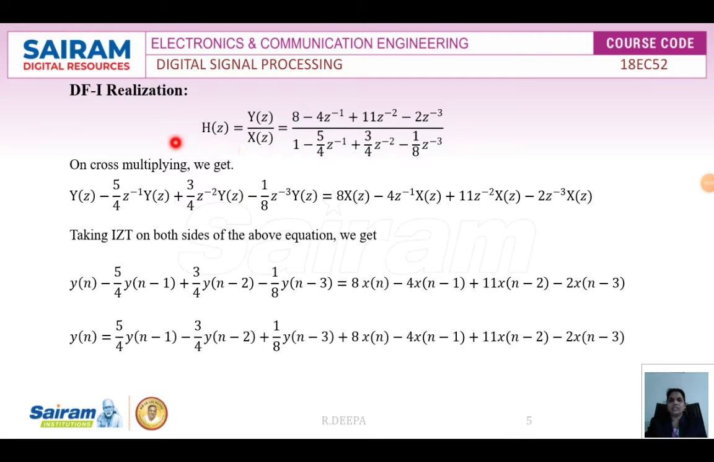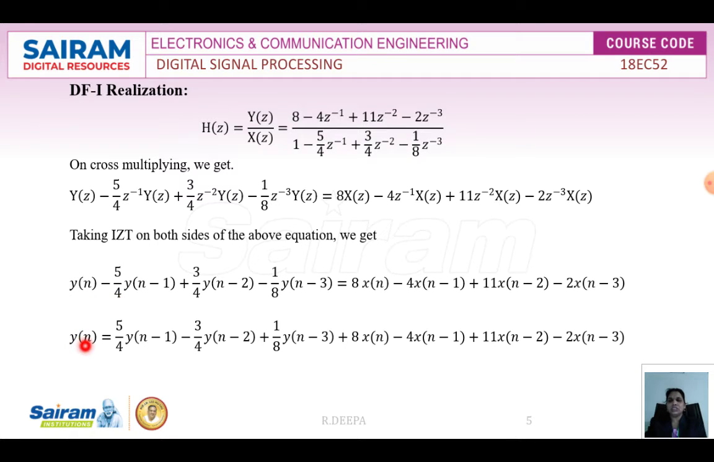Whatever transfer function you got for H of z, let us realize it in terms of the direct form 1 structure. For that, equate this H of z to Y of z divided by X of z, and then cross multiply. That is, Y of z into 1 minus 5 by 4 z inverse plus 3 by 4 z power of minus 2 minus 1 by 8 z power of minus 3 is equal to X of z into the numerator polynomial. Then, taking the inverse z transform of the entire equation, you will get this form.